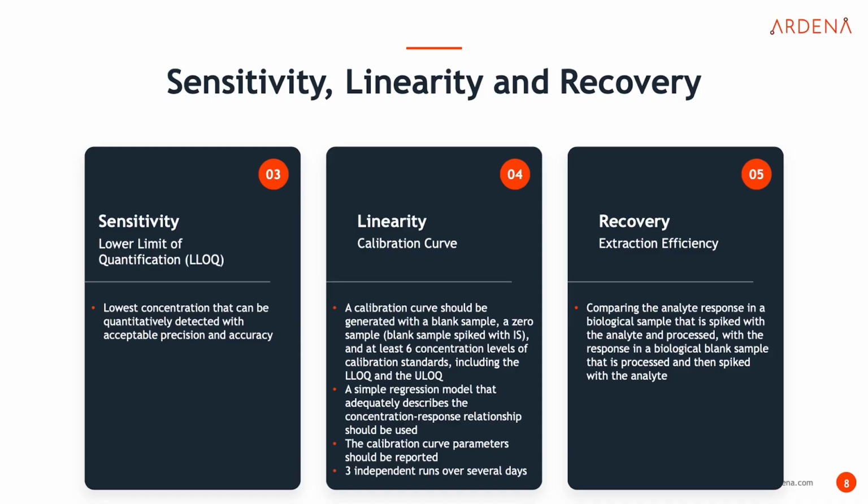Linearity, calibration curve. A calibration curve should be generated with a blank sample, a zero sample, and at least 6 calibrators. That's including the LLOQ and the ULOQ, the lower limit of quantification and the upper limit of quantification. And you must use the simplest regression model. The calibration curve parameters should always be reported, as well as the concentrations.